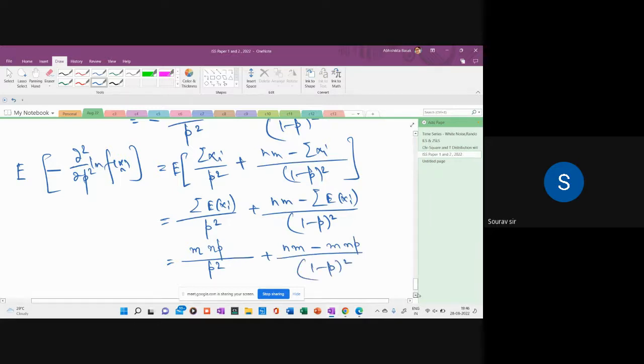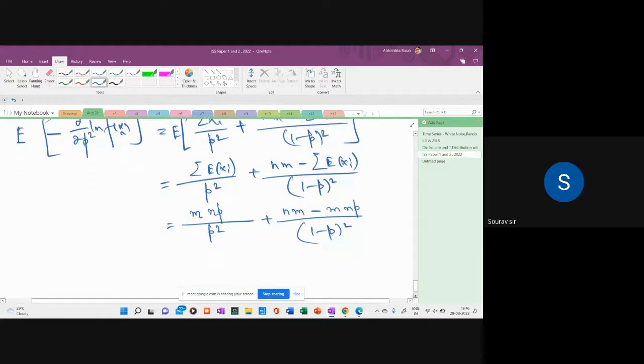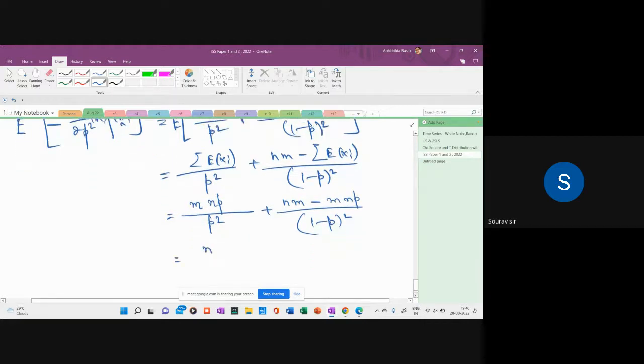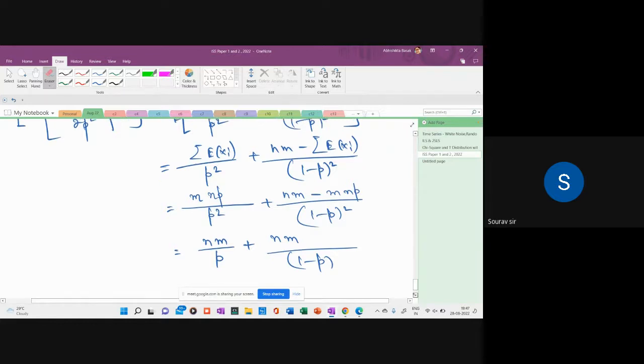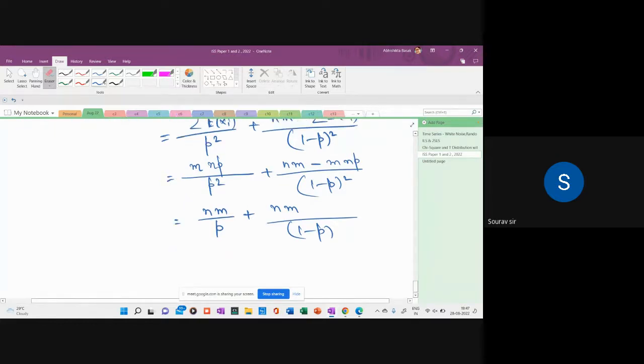So that actually gives me nm by p plus nm into 1 minus p by 1 minus p whole square. So 1 gets cancelled out. So we are left with this nm by p into 1 minus p. So this is the IP, what we called IP for CRLB.